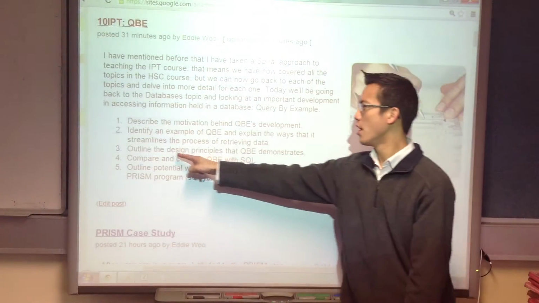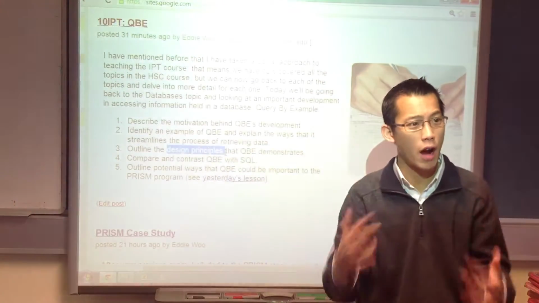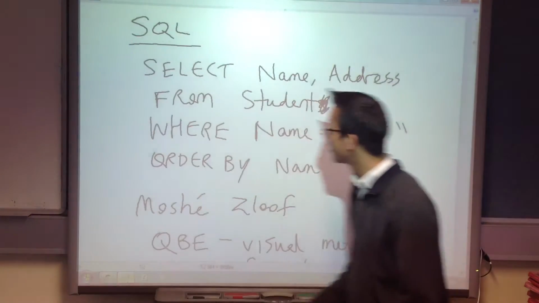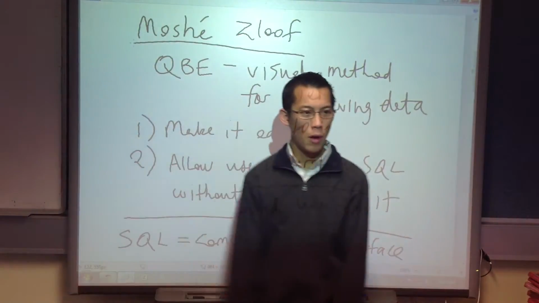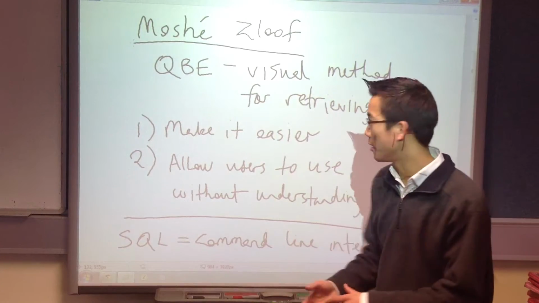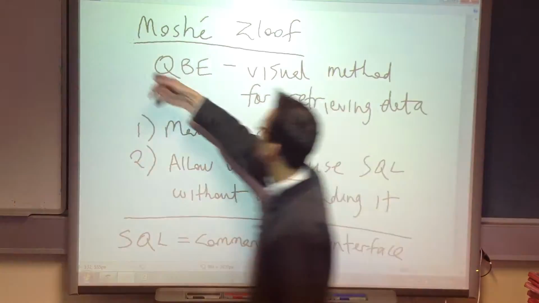So I want to think about, well, okay, what kinds of goals and priorities and principles did this Zloof guy have? What was he thinking? What was he trying to get at? What guiding principles did he have as he designed QBE? And I've got two that correspond to these two goals that he had in development. Okay.